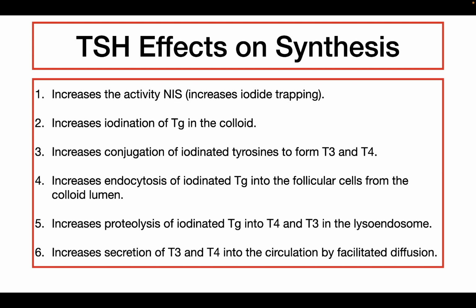TSH can increase the activity of the sodium iodide symporter. It can increase iodination of thyroglobulin. It can increase the conjugation reactions that can occur between iodinated tyrosines to form T3 and T4. It can increase endocytosis of iodinated thyroglobulin into follicular cells. It can also increase the proteolysis of iodinated thyroglobulin. And it can also increase the secretion of T3 and T4 into the circulation by facilitated diffusion.